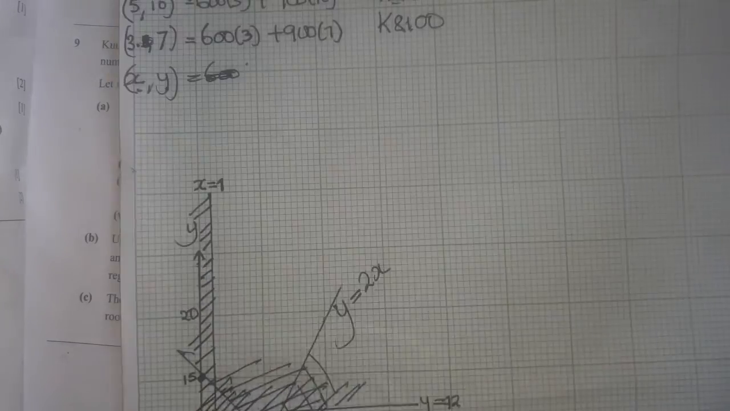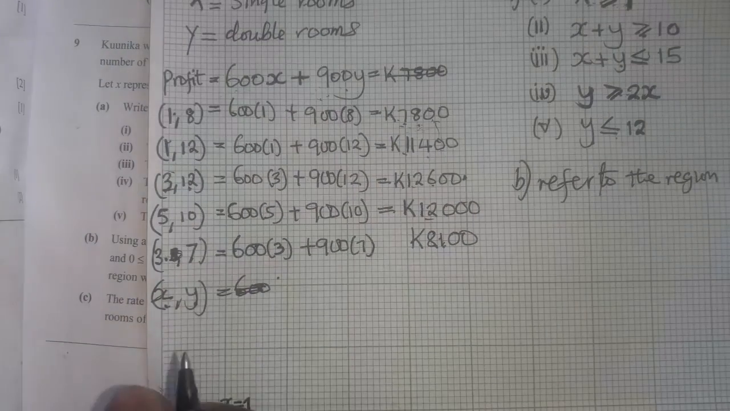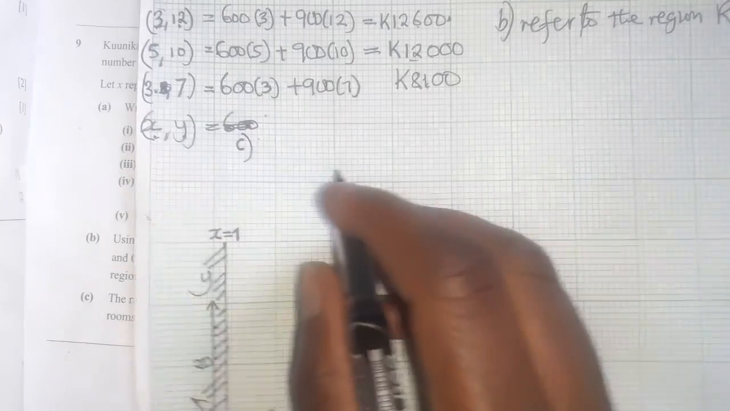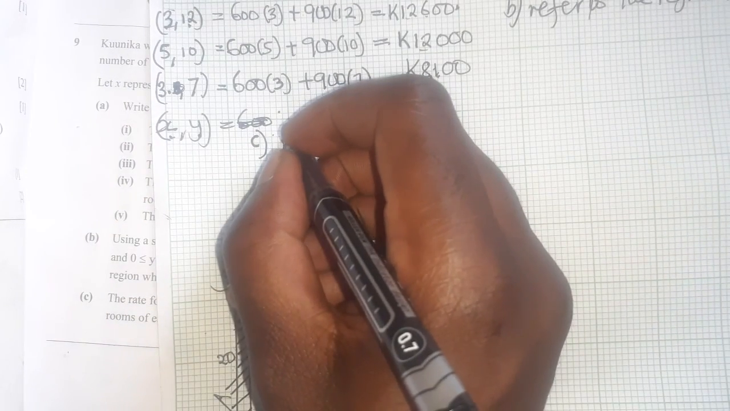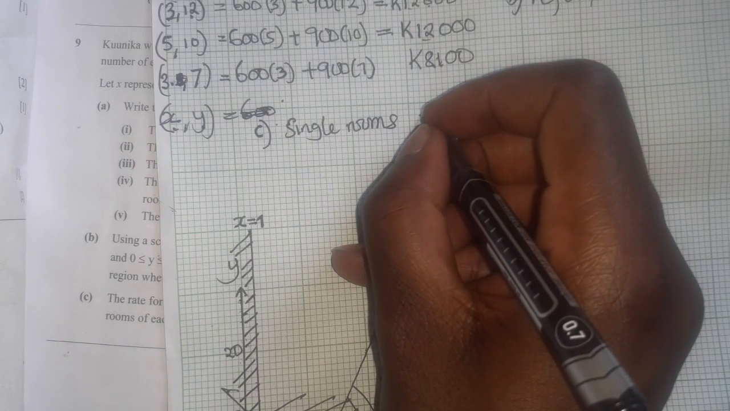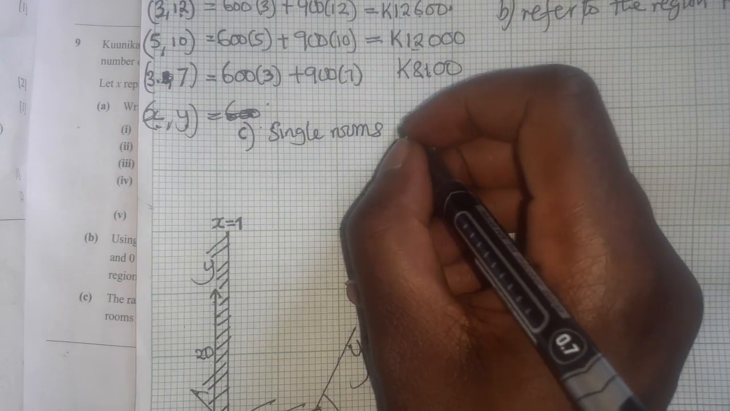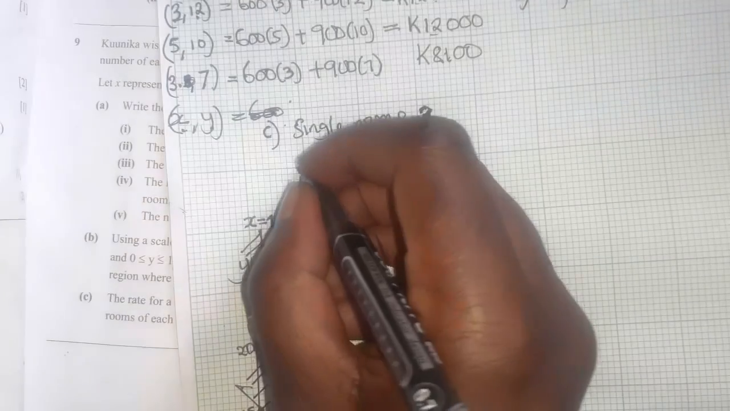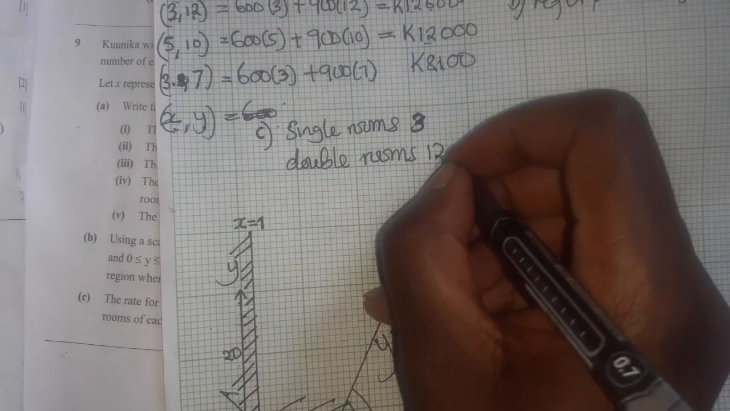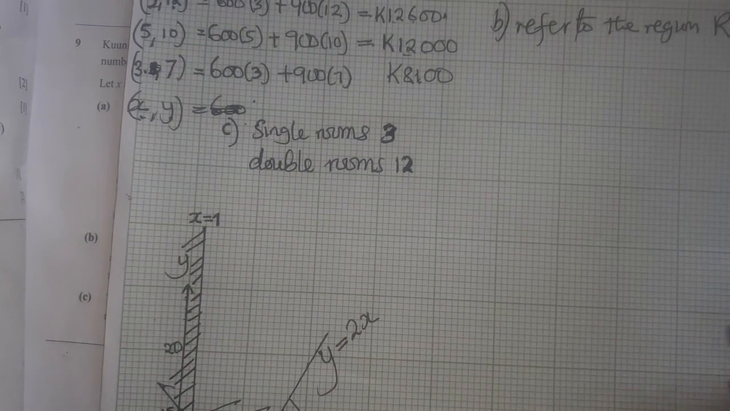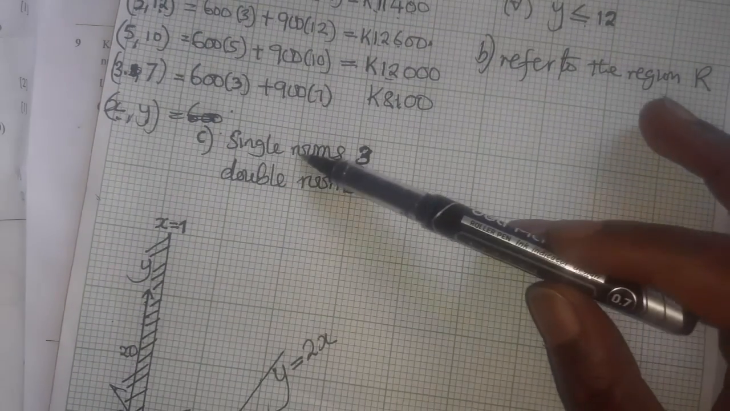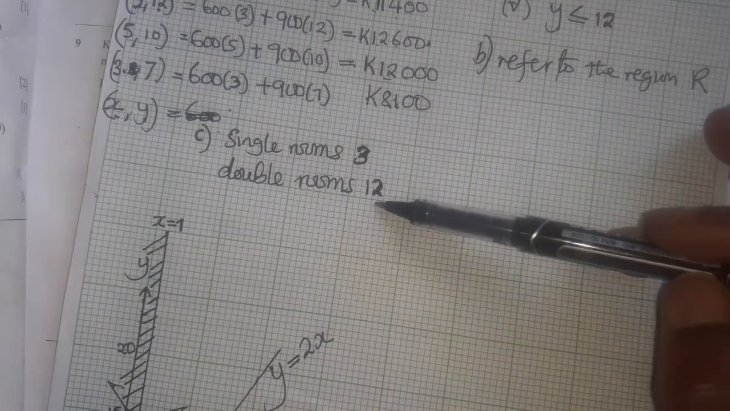Then now C. All this work here, we're trying to find the final answer for C. So we can say C: the number of rooms that must be built. Single rooms should be how many? Single rooms 3, double rooms 12. Or if you want, you can put it in a statement form. In order for Mr. Kunika to maximize profit, he must build 3 single rooms and 12 double rooms.